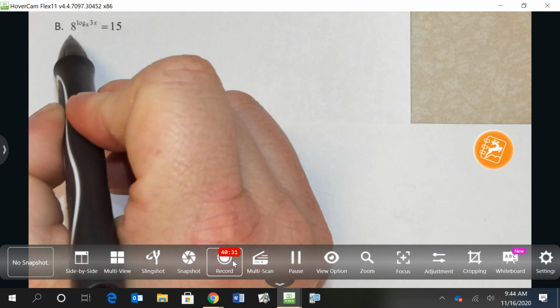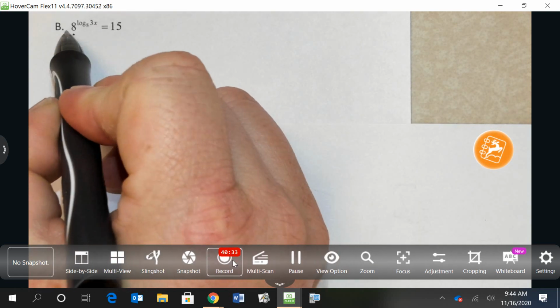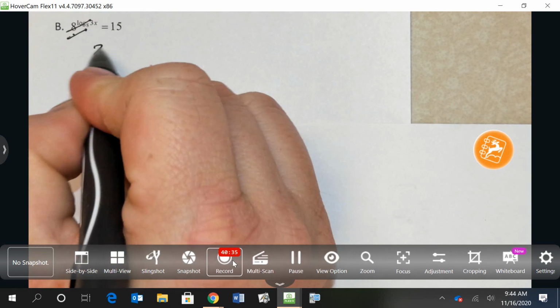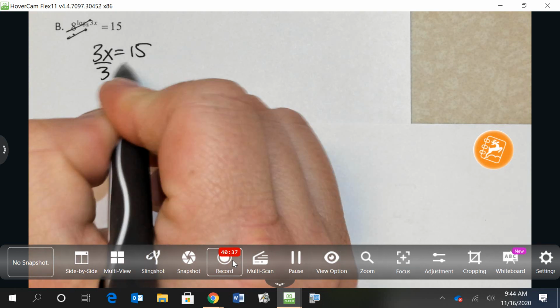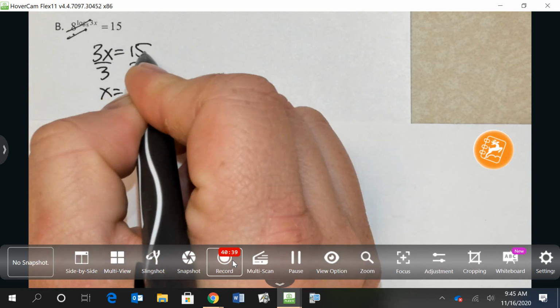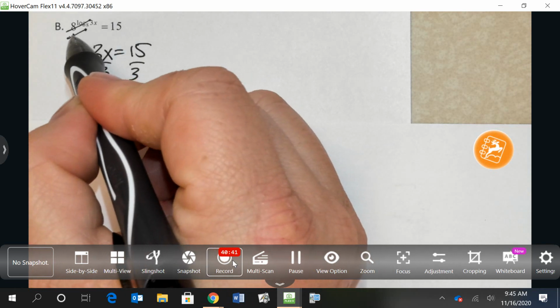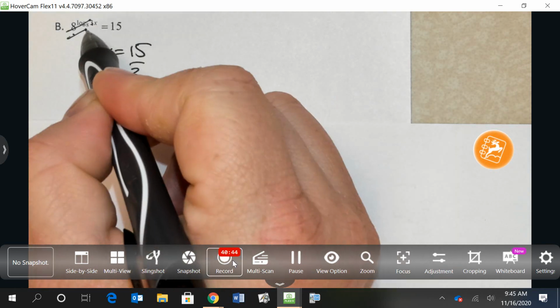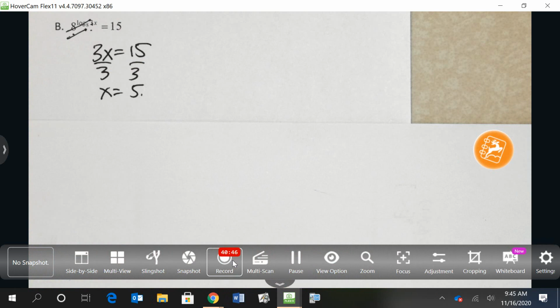Okay, I'm going to try it here. So log base 8 of 8 turns into a 1, and I have 3x equals 15. Divide by 3, 15 divided by 3 is 5. I just want to make sure this is right. I know this equals 1. 3 times 5 is 15. 15 equals 15. Put an E in the chat if you'd like me to re-explain.